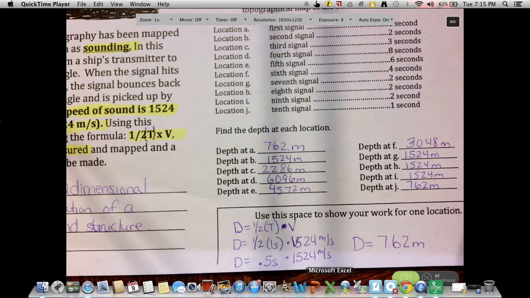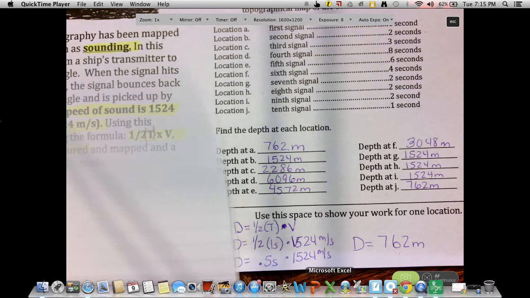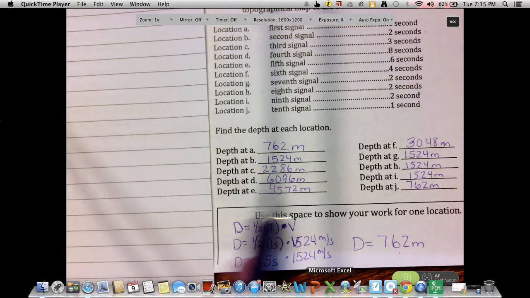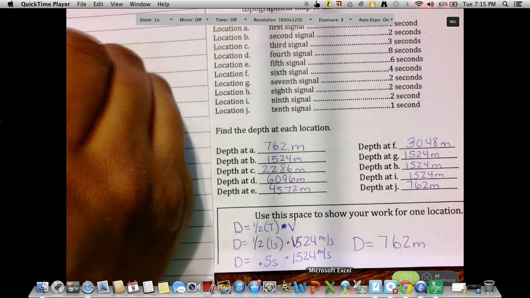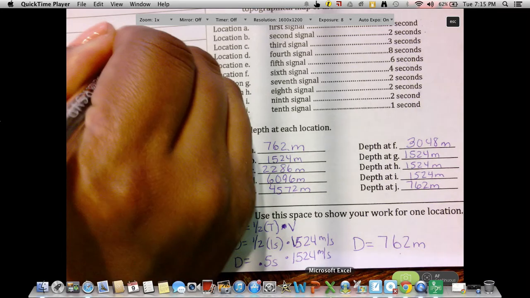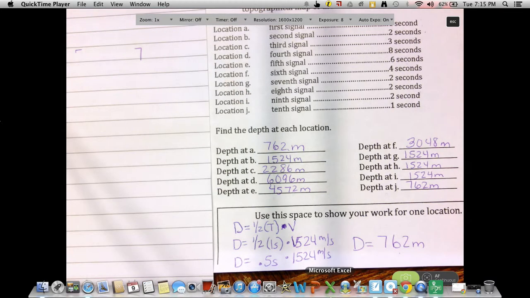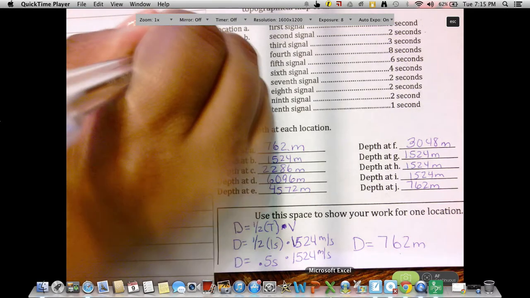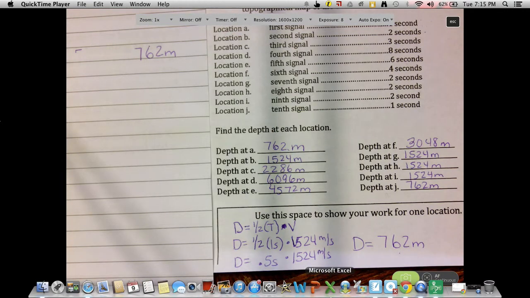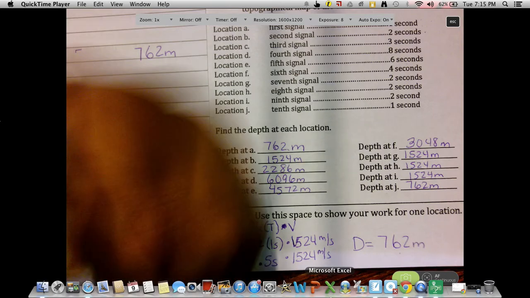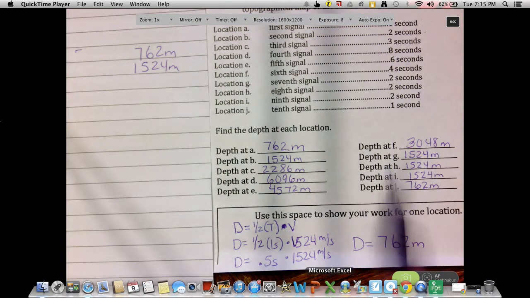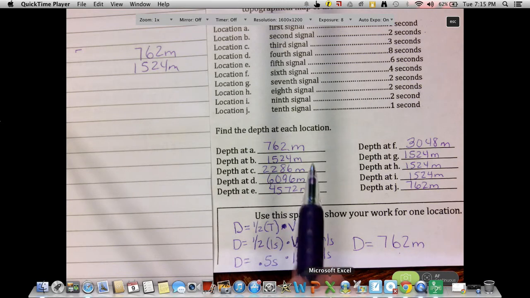Now, looking at our data, we want to go ahead and put it in numeric order. Although we have these different plots, we do want to put them in numeric order. So our shortest depth, or our shallowest depth, is 762 meters. Our next depth after that is 1,524 meters. All of those and those.